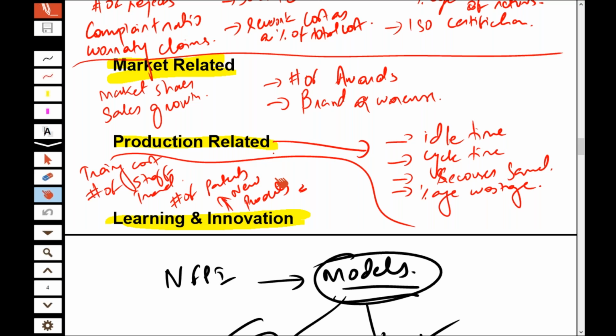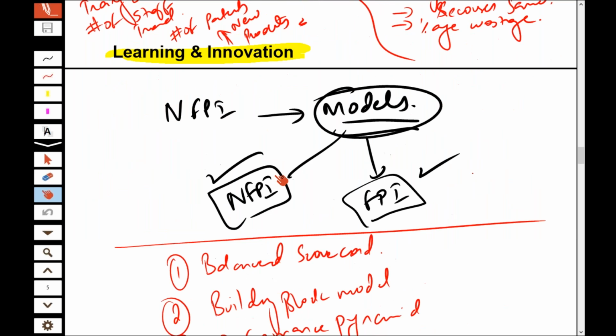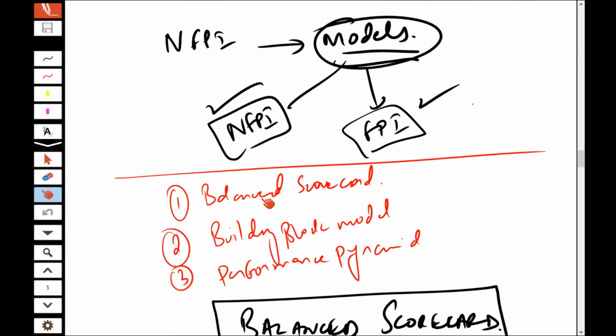Okay, then we talked about the concept of these various types of performance indicators, and I told you that there are various models. Amongst the various models, I discussed the balance scorecard, the building block model, and the performance pyramid. These were the major models that we discussed.